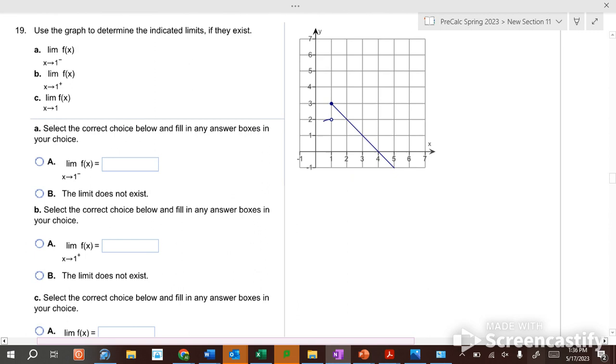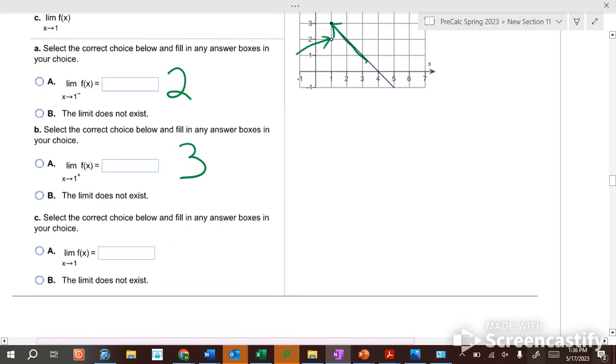Okay. What's the limit as we come from the left? As we're coming from the left, where do we go to? To the number 2, as we're coming from the left, because we're going like that. As we're coming from the right, where's our limit? 3, because we're coming this way to 3. And so what's the limit as we're coming from the left and right combined? Their limit does not exist. What'd you say? The limit does not exist.